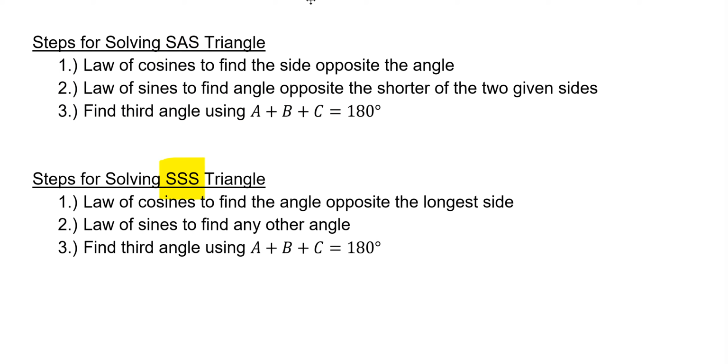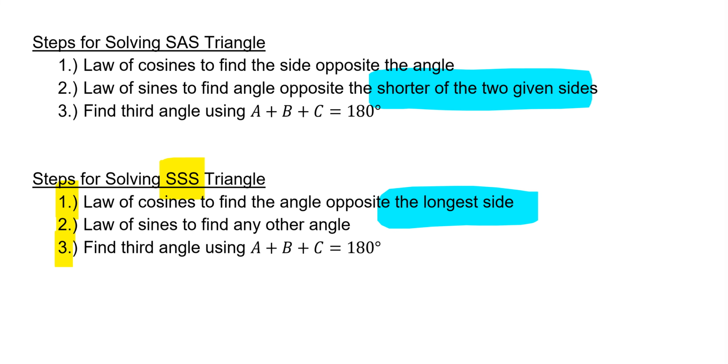Now if you have a side side side triangle, you're going to use the law of cosines first to find the angle opposite the longest side. Then you're going to use law of sines to find any other angle. And then the third step, once again, is the easy one. Find the missing angle using A plus B plus C equals 180 degrees. So it is important to make sure you're following these steps, like the shorter of the two given sides, opposite the longest side. That is important. If you don't do that, typically it will end up being incorrect.